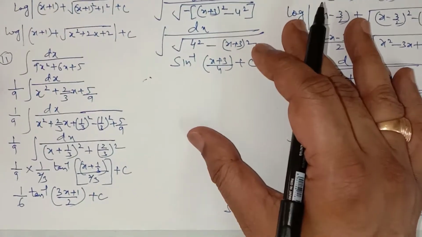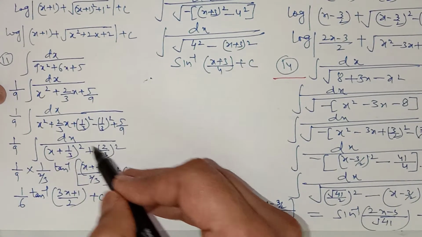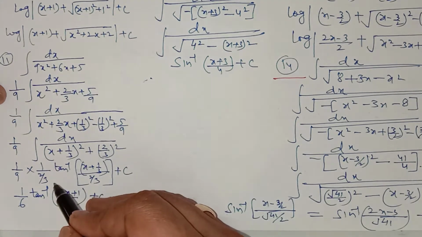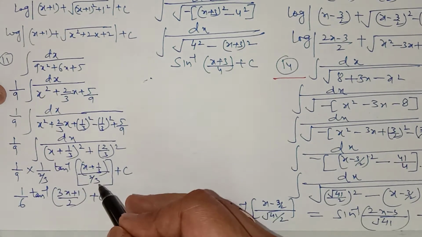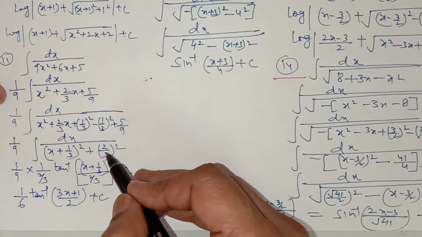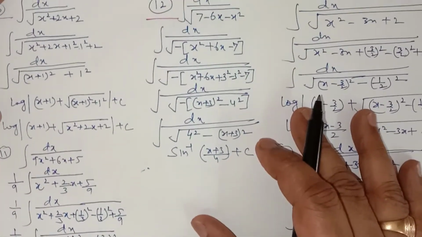So it becomes the special integral of 1 upon x square plus a square, which is 1 upon a tan inverse x upon a. Arrange it very carefully.